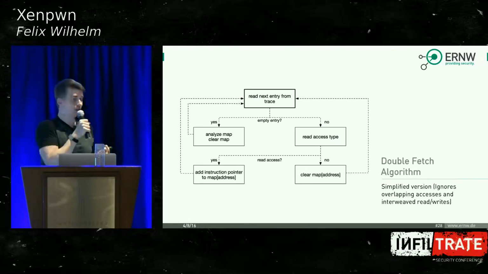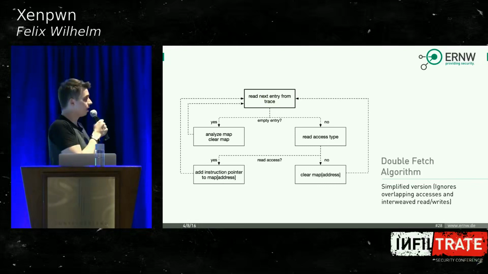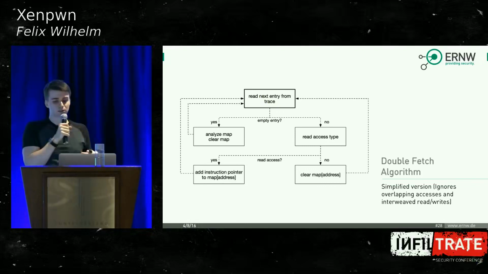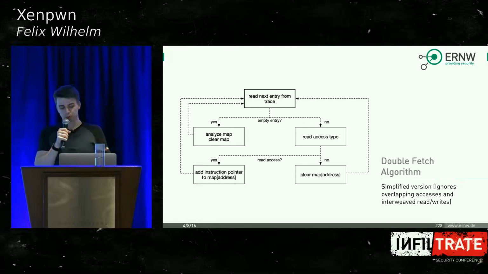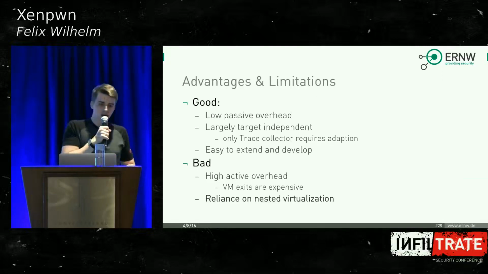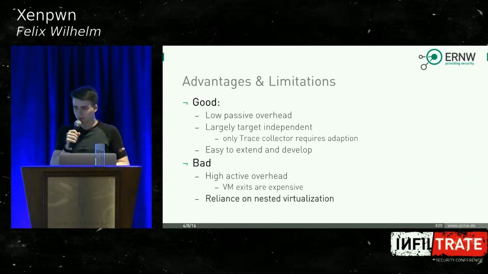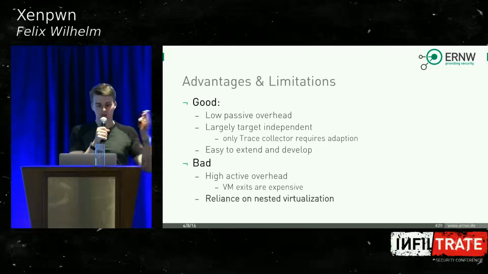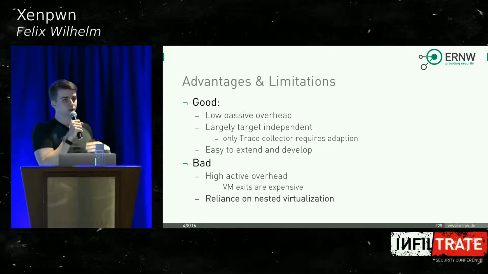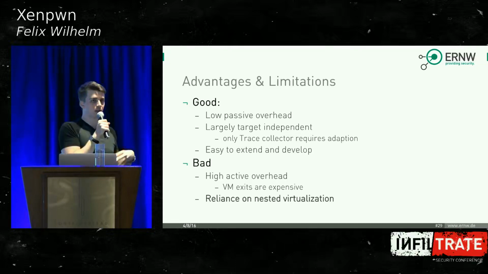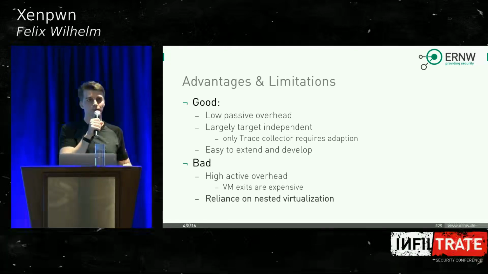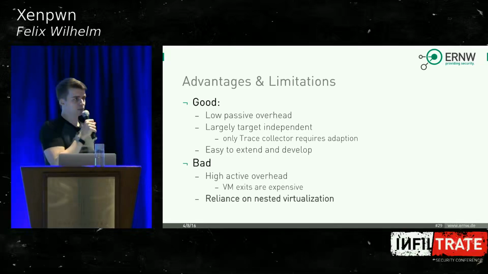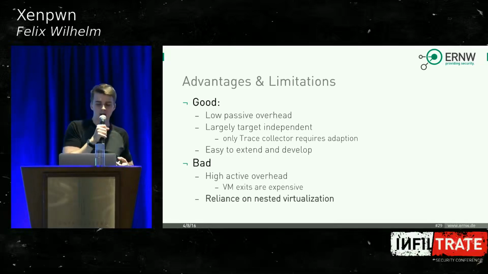So the analysis step is quite easy, but if you do the analysis or the tracing correctly, you will find vulnerabilities with this simple code. It turns out this actually worked quite well, as we will see later on in the results. The good thing about this whole architecture is you have a really low passive overhead, because it's just hardware-assisted virtualization, so it runs almost as fast as the native system.